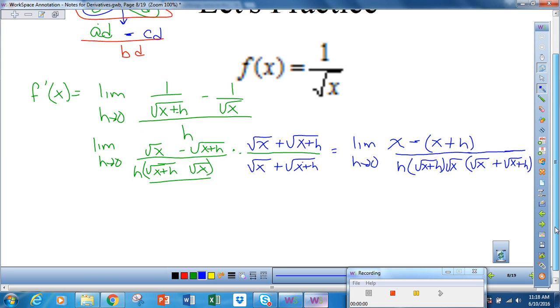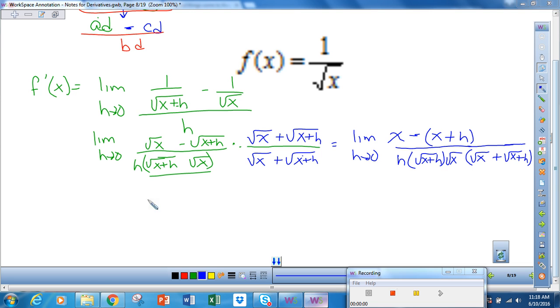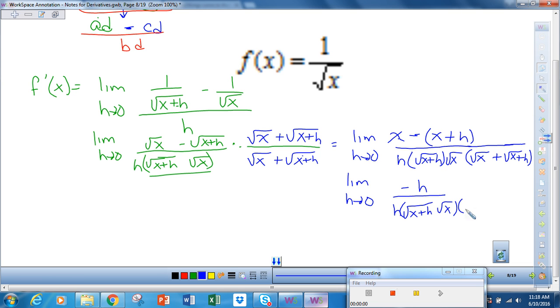And we get the limit as h approaches 0. And x minus x, that will zero out, and I'm going to be left with negative h in the top. And then here I have h. We already see that something beautiful is happening. Radical x. And all of this is being multiplied. So everything at the bottom is being multiplied, which means that I can cancel out this h.